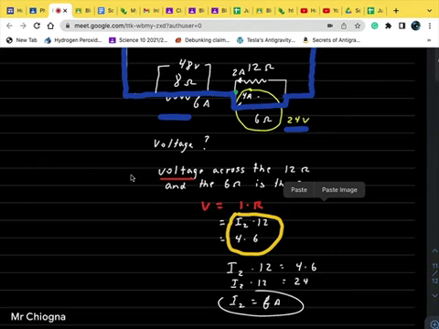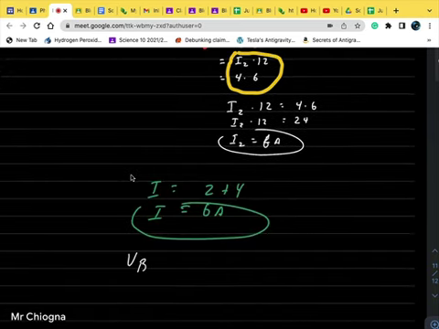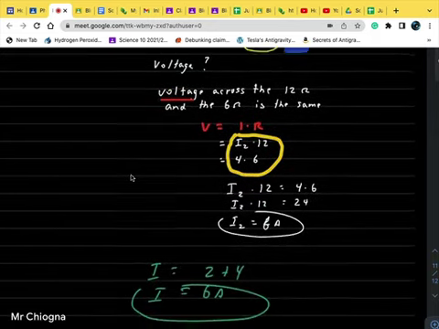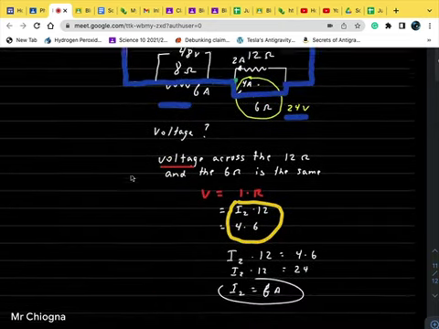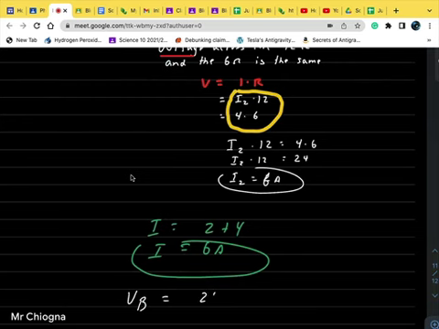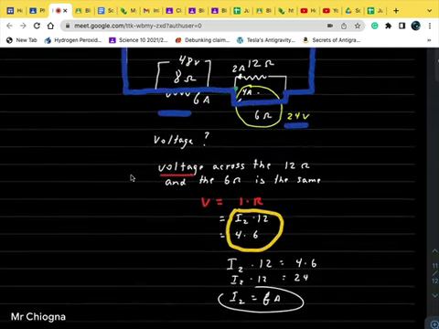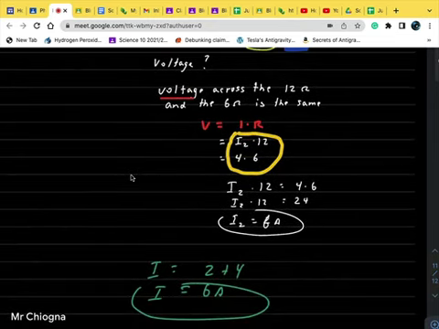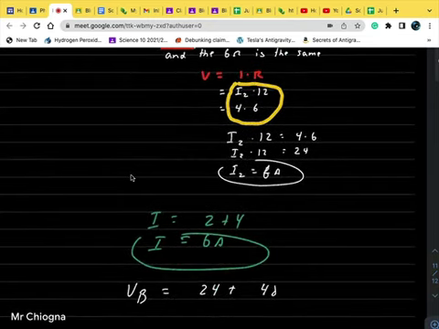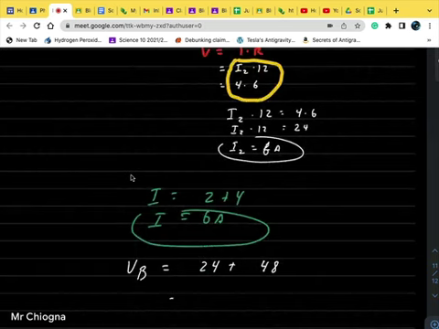So we have the voltage lost across the 6 ohm is 24. Voltage that's lost across the 8 ohm is 48. How does that relate to the voltage of the battery? VB is equal to the voltage lost across the 6 ohm, which is 24, plus the voltage lost across the 8 ohm, which is 48, which works out to be 72.